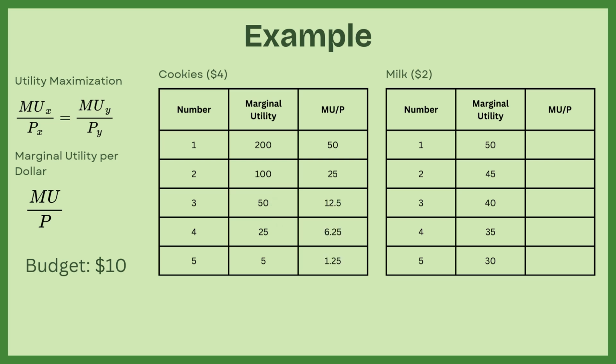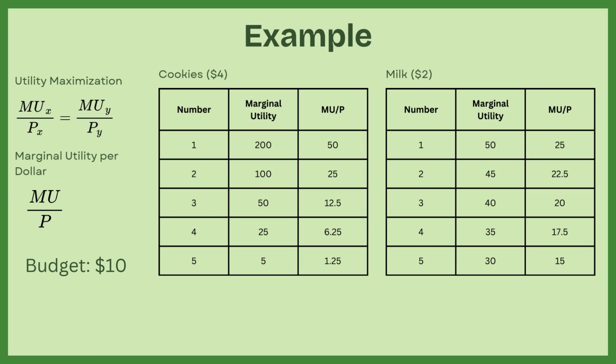The price for a glass of milk is $2. For the first glass, the marginal utility of 50 will be divided by the price of $2, giving us 25 utils per dollar. For the second glass, 45 divided by $2 gives us 22.5 utils per dollar. Continuing this pattern, you can also fill in the rest of the chart.